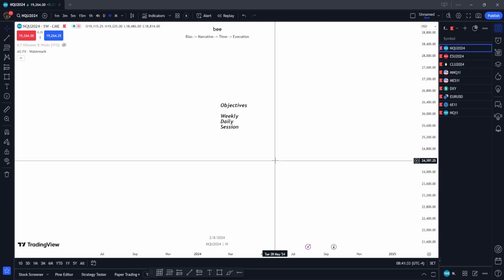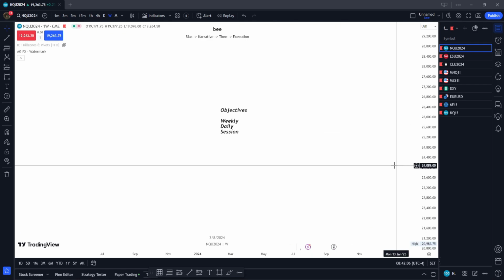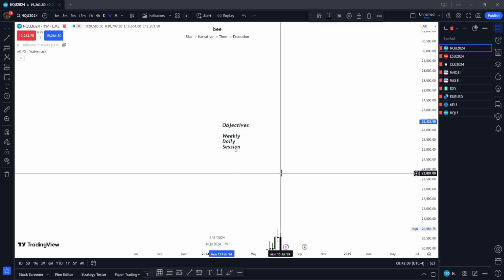Every single candle, on any time frame that you see, has its own objective. So today we're going to discuss weekly, daily, and session objectives. Why, you may ask? Because after the objective has been met, the trading probabilities go way low. After the objective is met, trading is low probability, and I'm going to show you how.